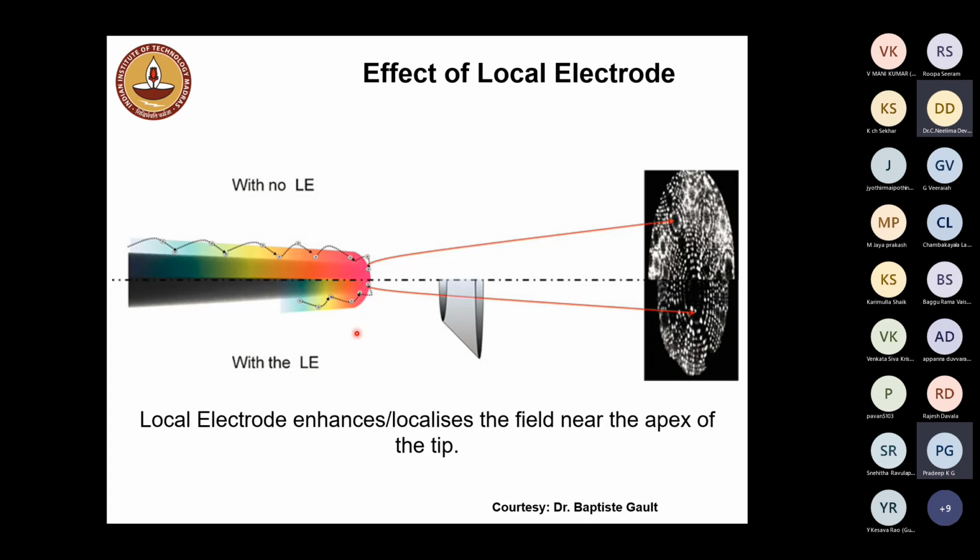That means if you are able to condense the field around the apex region of the tip, then you will be able to get a reasonably better resolution, as you can see in the detector event map, which enables us, therefore, to resolve the nearest neighbor atoms in a much better way.